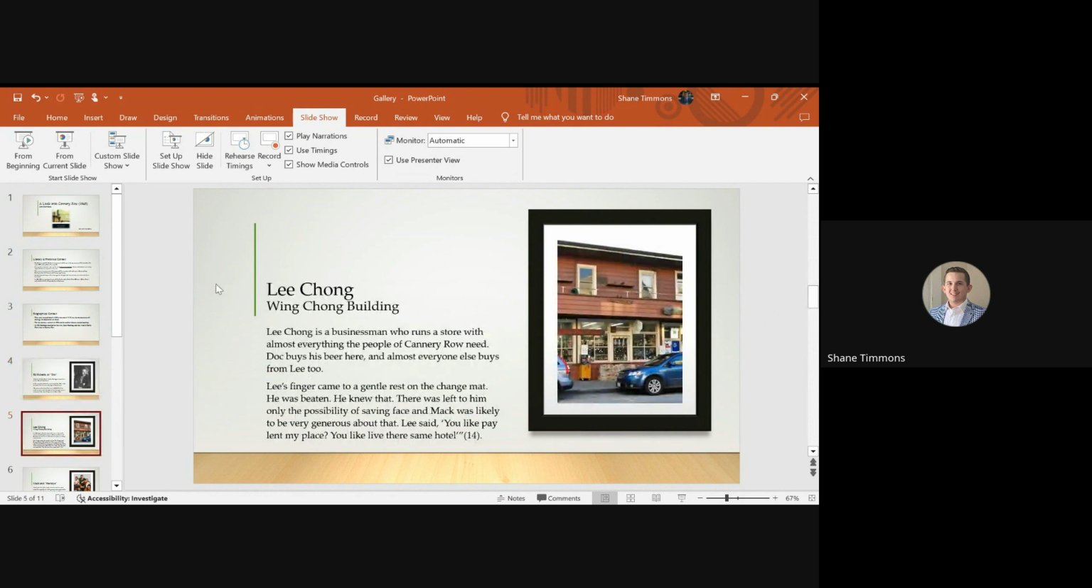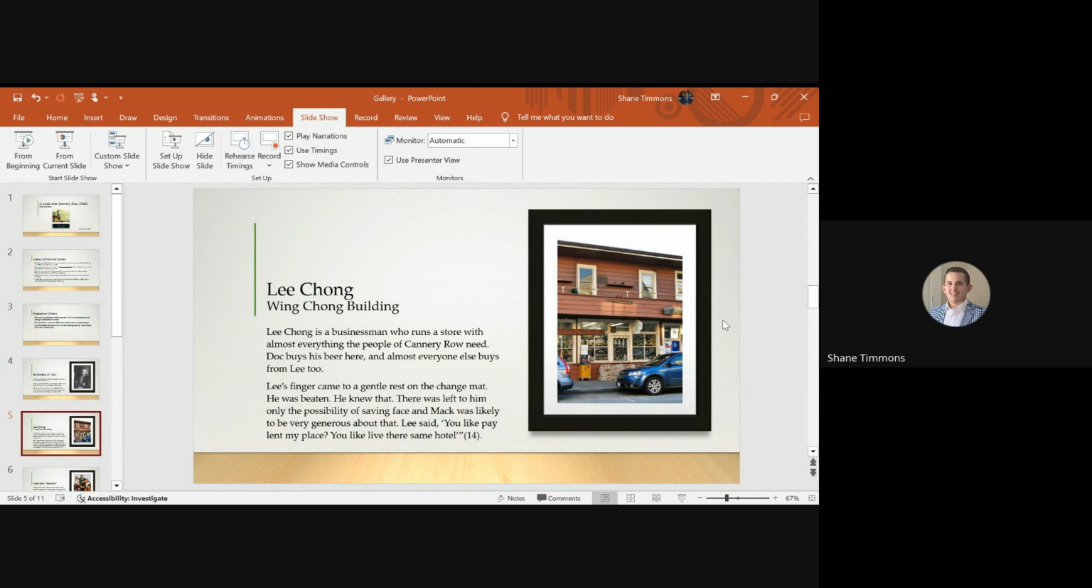Here is Lee Chong, who is one of my favorite characters in the book. This is actually a picture of the building around today, the Wing Chong building. Lee Chong is a businessman who runs a store with almost everything the people of Cannery Row need. Stemming off of Doc again, Doc buys his beer here, and almost everyone else in the community buys from Lee as well. And then I included a piece from the book.